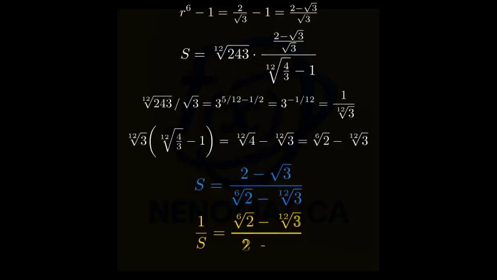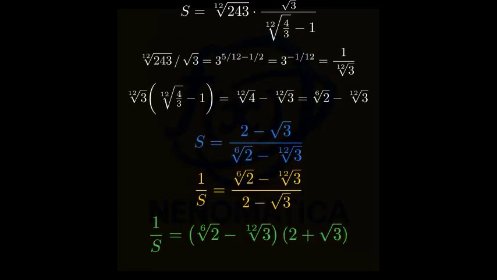So 1 over s equals the 6th root of 2 minus the 12th root of 3, all over 2 minus square root 3. Rationalize by multiplying numerator and denominator by 2 plus square root 3. The denominator becomes 4 minus 3, which is 1.